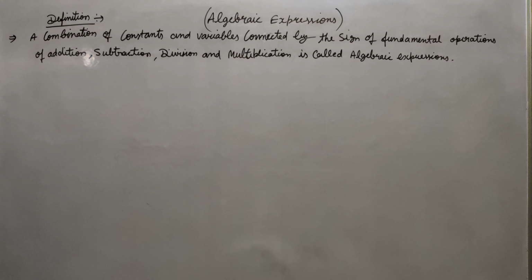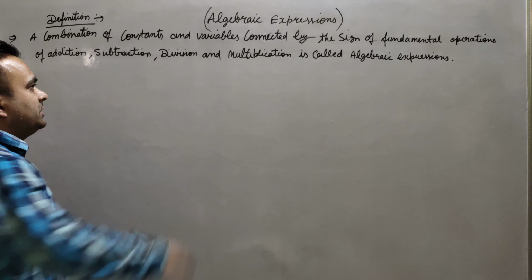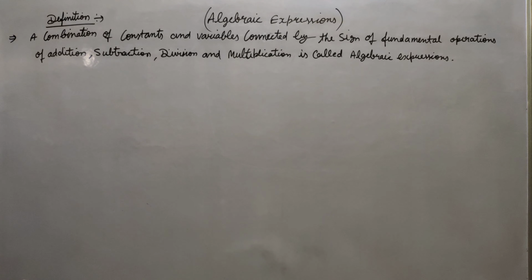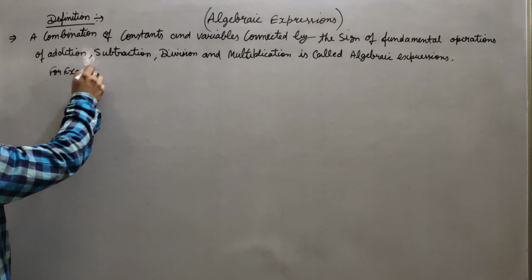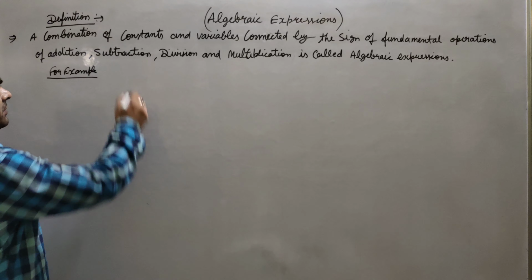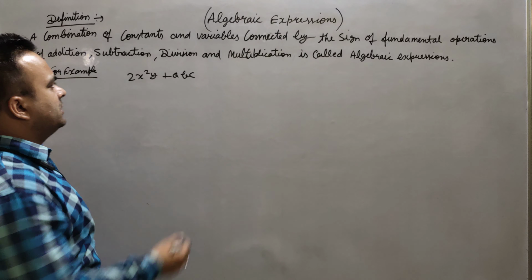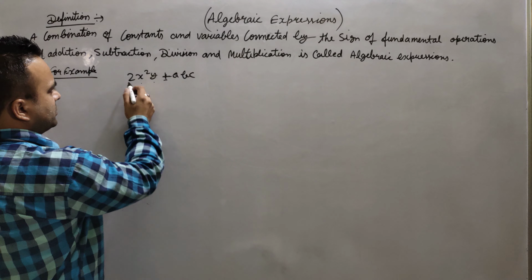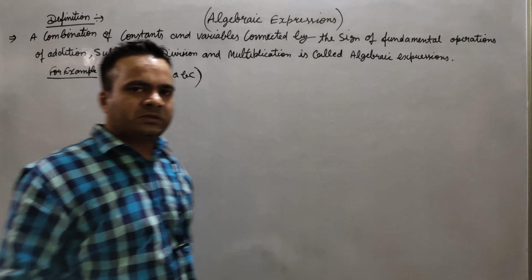You can see, the combination of constants and variables connected by the signs of the fundamental operations of addition, subtraction, division and multiplication is called an algebraic expression. So by the definition it is very clear that it is a combination of constants and variables. For example, suppose I am writing 2x square y plus abc. So we will say that there are variables, there are operations, and there is a constant, so this particular term is known as an algebraic expression, right?